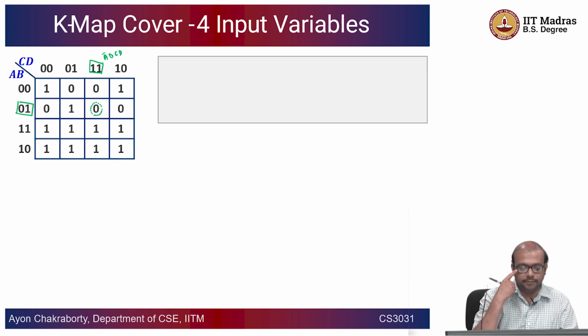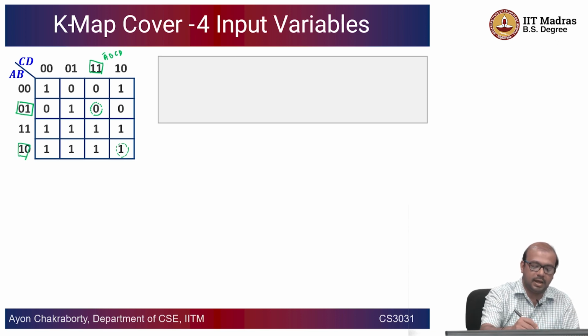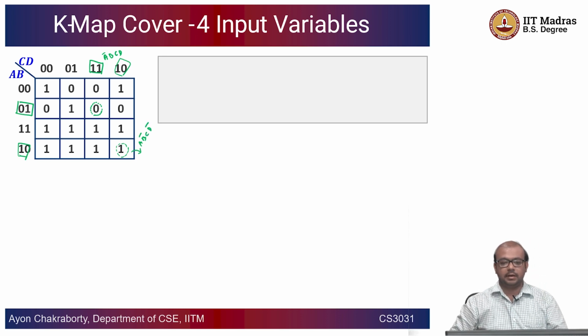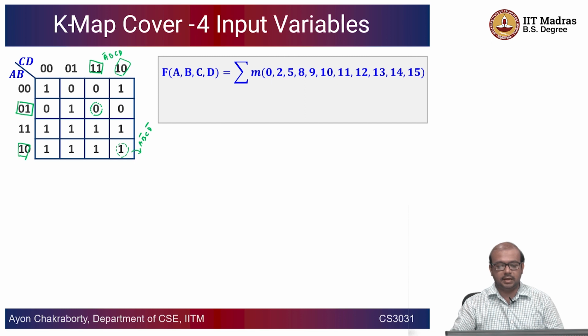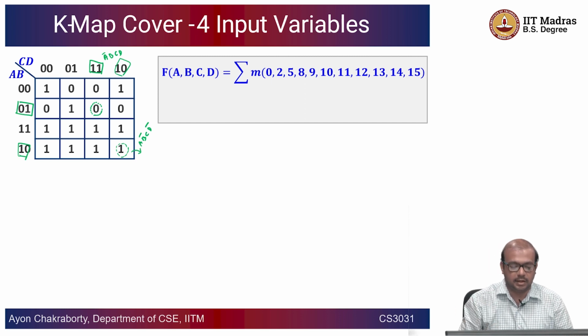Similarly, if you choose, let us say, this one, this is A B bar, whereas this one is C D bar. So, this one becomes effectively A B bar, C D bar. So, this is the corresponding min term. Given the truth table, you should first draw the columns and the rows of the different variables in terms of the gray code numbering system, and then fill in the individual values from the truth table to this map.